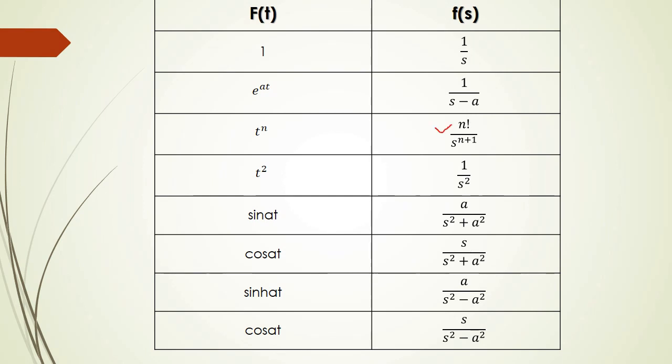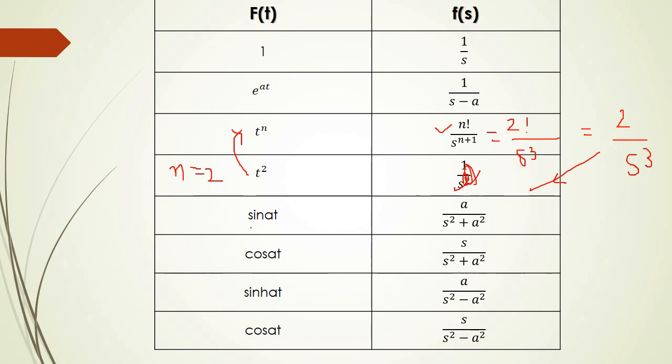Now suppose it is also the expression of t to the power of n, where n is equal to 2, as you can see here. So if we place over here the 2 factorial by s to the power of 2 plus 1 means 3, so it becomes 2 by s cube. So this will be the answer for t square. This will be the result.